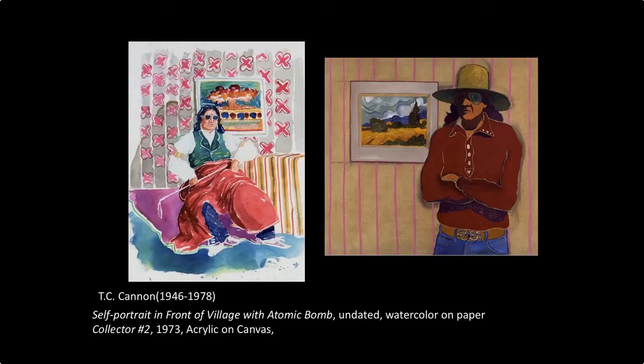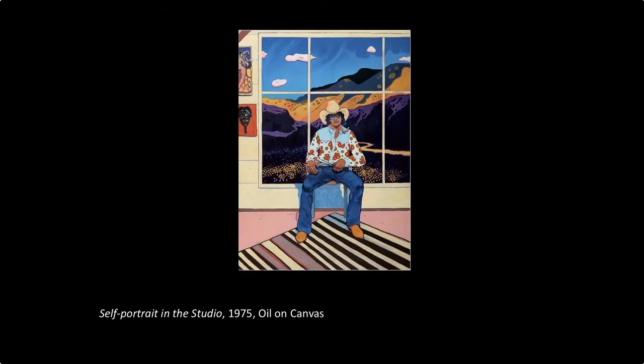which we have discussed. On the left you have his undated self-portrait in front of a village with the atomic bomb, which is in the exhibition, and collector number two. Here you see this self-possessed, self-confident, frontal and direct address that you see throughout Canon's self-portraits, but also clues to other aspects of his identity and interests. For example, in the back, it's been noted his interest in artists like Vincent van Gogh, and he's including one of his paintings in this. And similarly, in this atomic bomb and his self-portrait in the studio, again, is a similar kind of presentation with the landscape of New Mexico through the back window.